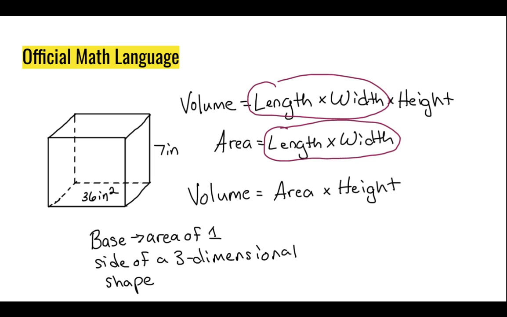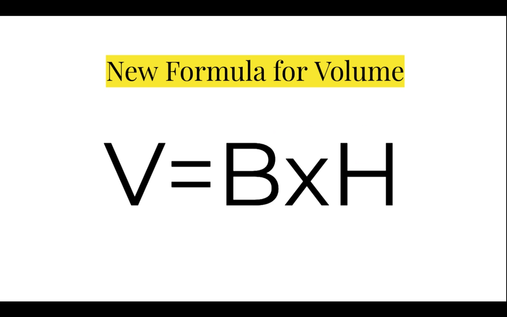So there's some official math language for the area of one side of a three-dimensional shape. We call it the base. So we have a new formula for volume, which is just doing the base, or the area of one side, times the height.